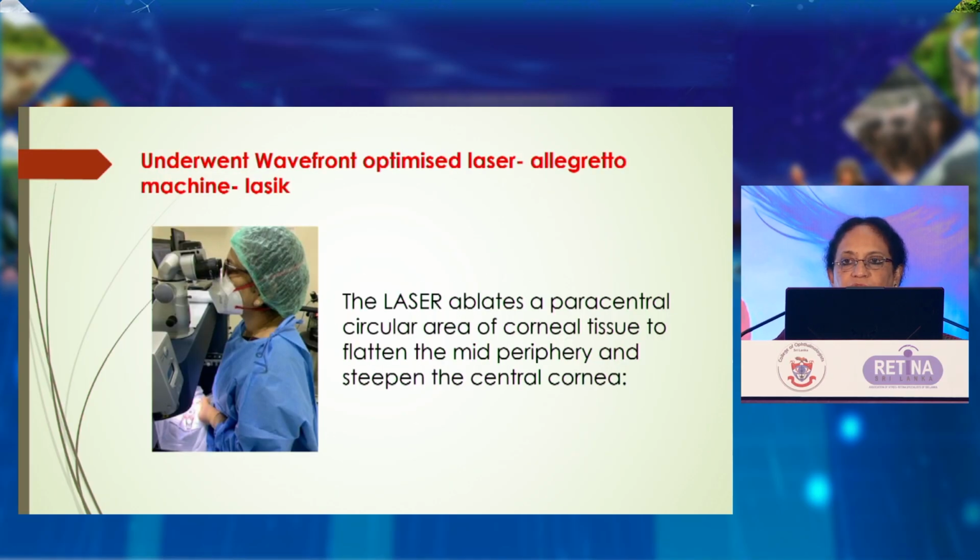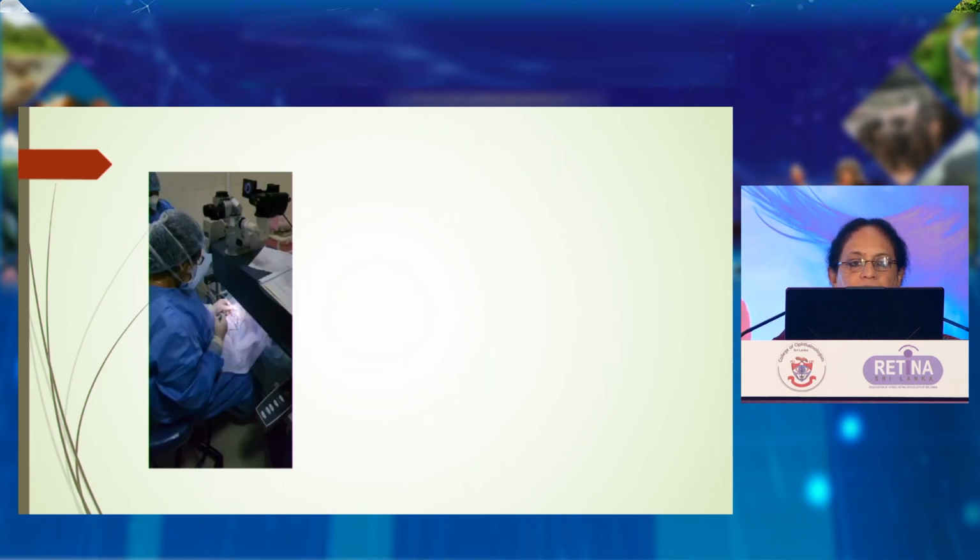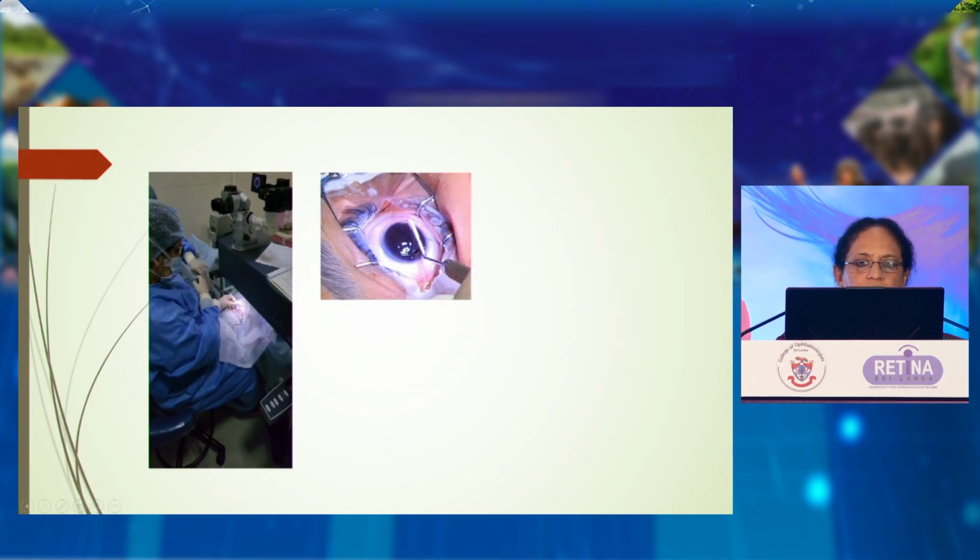See, that person was taken for LASIK surgery. In hypermetropic LASIK, the laser ablates the paracentral circular area of the corneal tissue, unlike in myopia. In myopia, we treat the center, and in hypermetropia, we treat the paracentral area to make a central steepening. You can see the video.